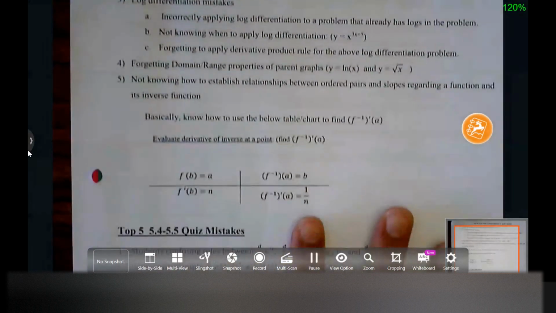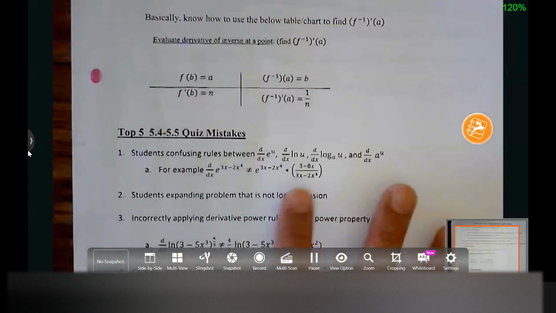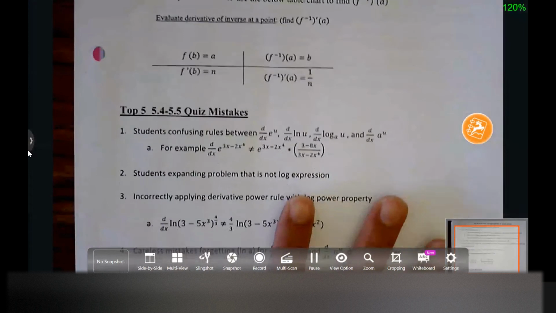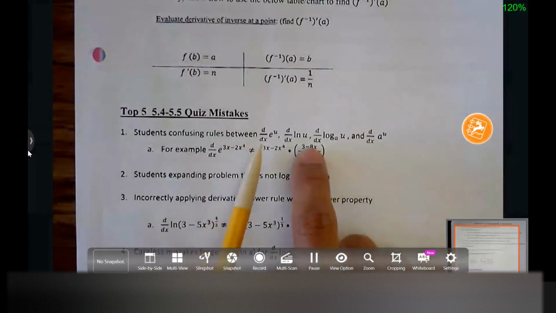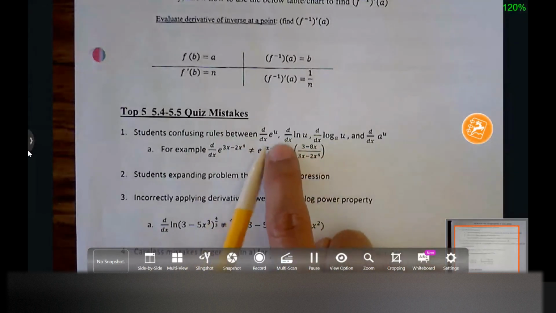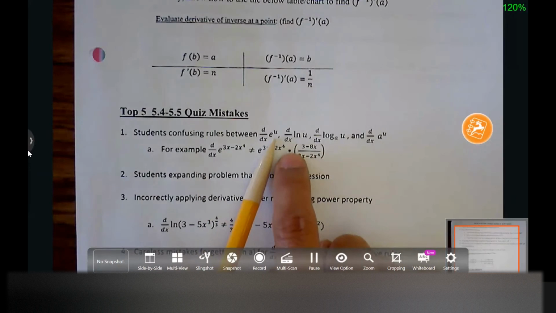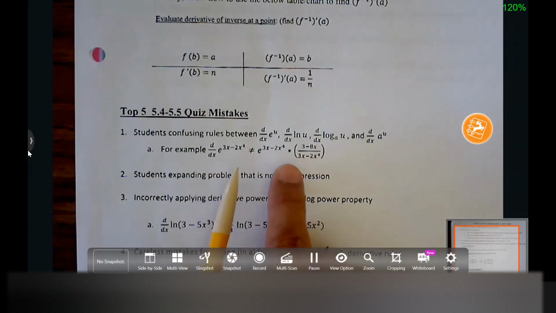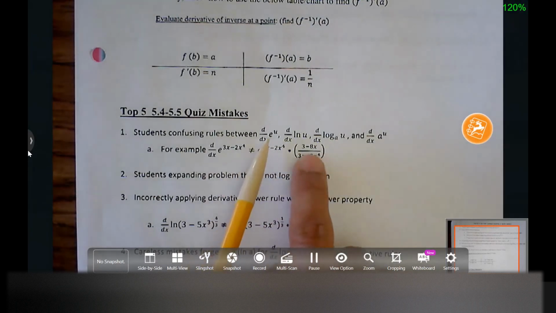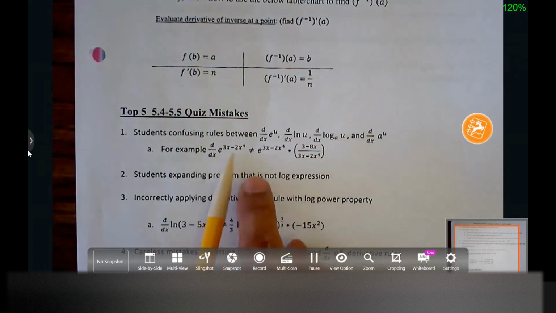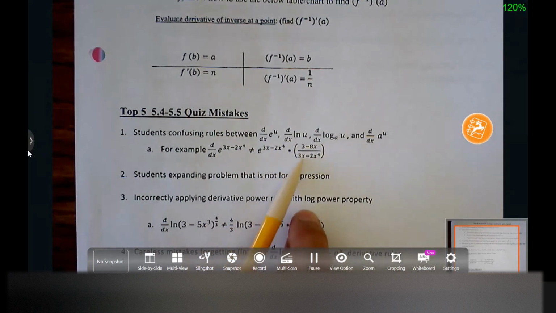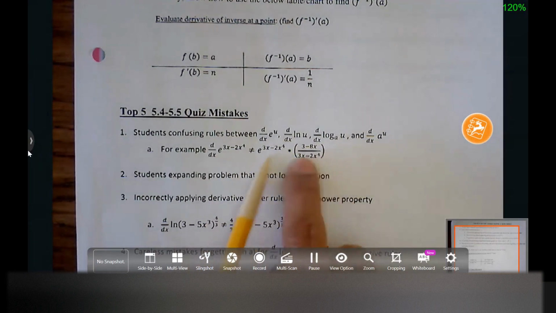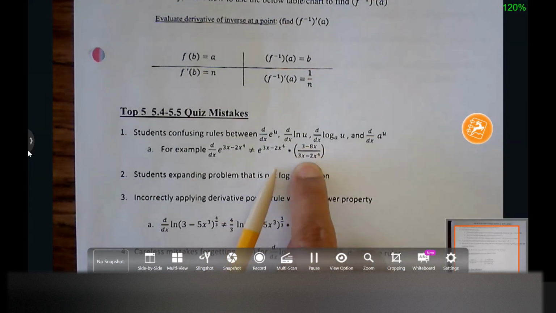Okay, inverse derivatives. Some students in the past would apply the rule for e to the u in interesting ways. The rule for e to the u is e to the u times u prime, but I see more than one instance of this where they combine e to the u and natural log of u, and say that the derivative of e to the u is e to the u times u prime over u. That's not the rule for e to the u. It's just e to the u times u prime. There's no divided by u.